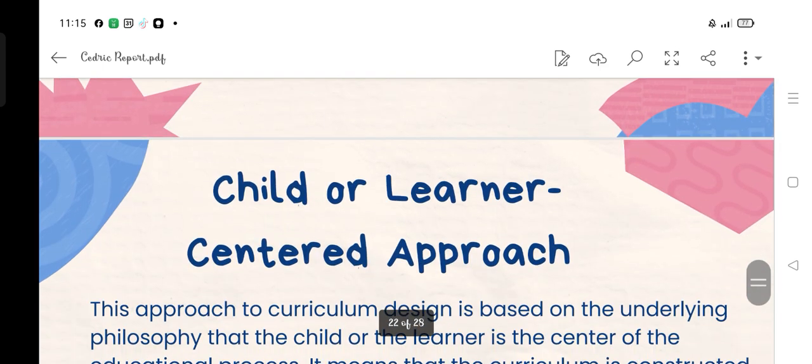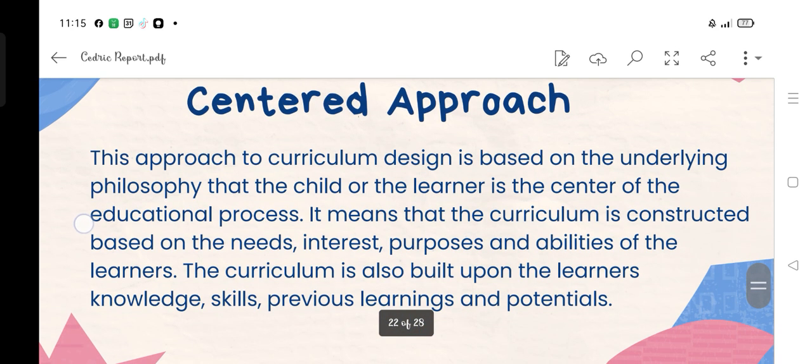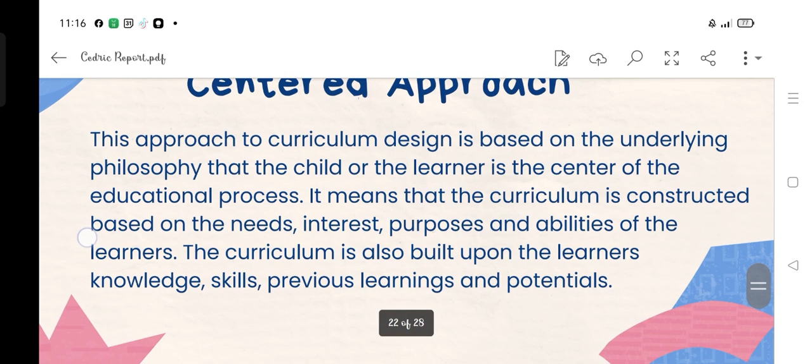So, child or learner-centered approach. Ayan. So this approach to curriculum design is based on the underlying philosophy that the child or the learner is the center of the educational process. It means that the curriculum is constructed based on the needs, interests, purposes, and abilities of the learners. So the curriculum is also built upon the learner's knowledge, skills, previous learnings, and potentials.